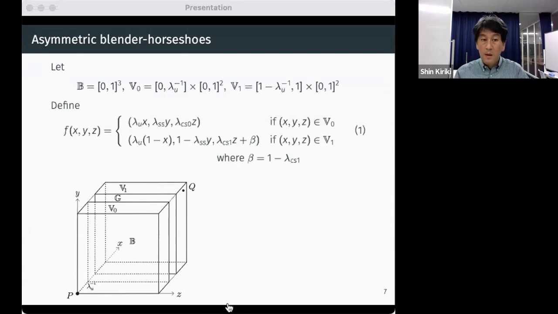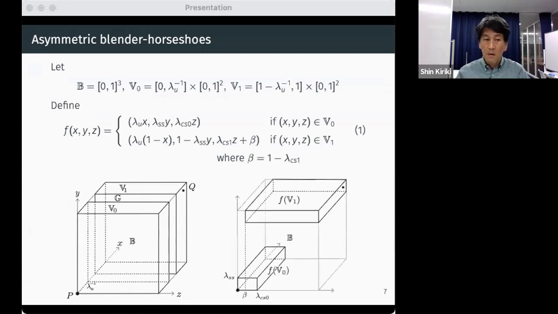And if we consider the linear map and affine map on these subcubes respectively like this, we have the images of these subcubes in B as in the picture. As you may notice, this blender is somewhat different from the ordinary blender presented by Lorenzo. In fact, it is imbalanced between top and bottom and left and right, because we suppose the partially dissipative condition for the center stable direction.